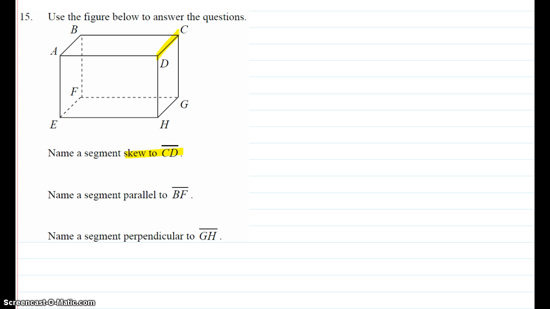So skew are going to be two lines that don't touch but also are not parallel. If I were to extend this line segment, you notice they touch, so it can't be BC or AD. I'm going to have a couple different answers here. If I were to draw segment BF, you notice BF doesn't touch CD and it also is not parallel because it's not going in the same direction. Same with AE. Doesn't touch CD, goes in a different direction.